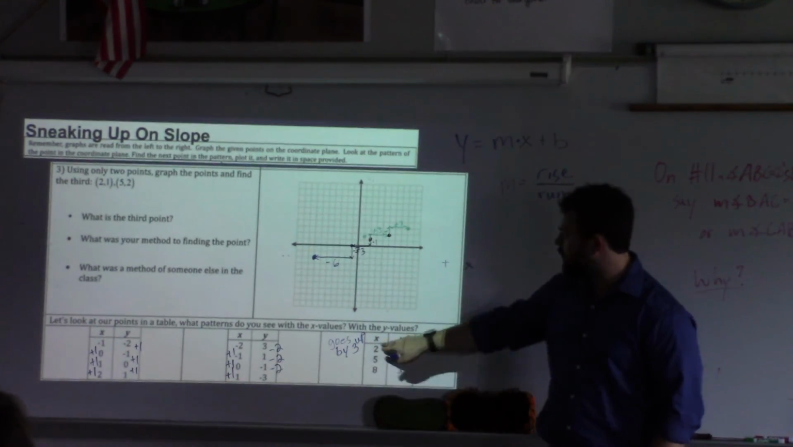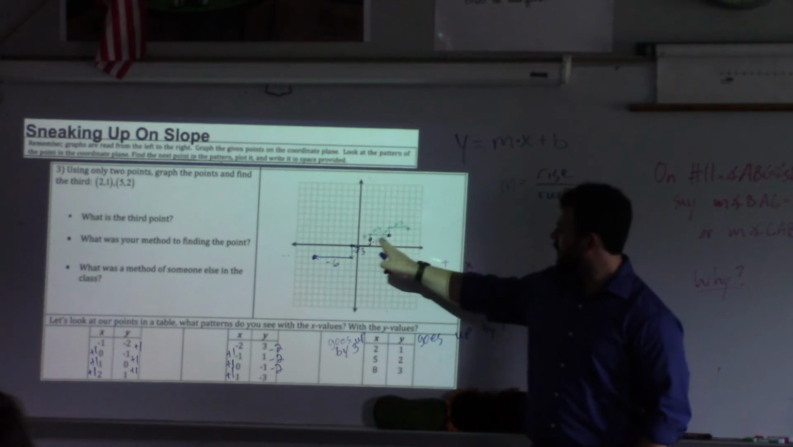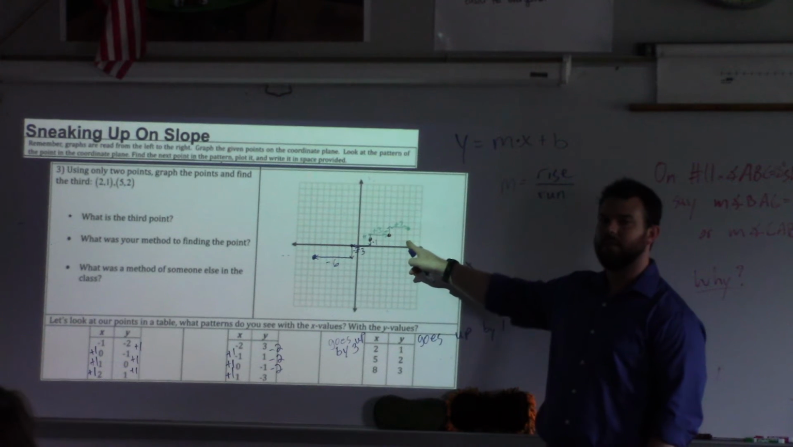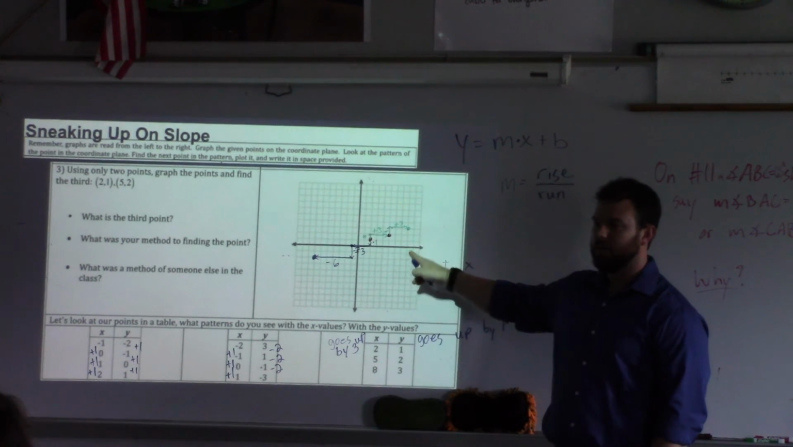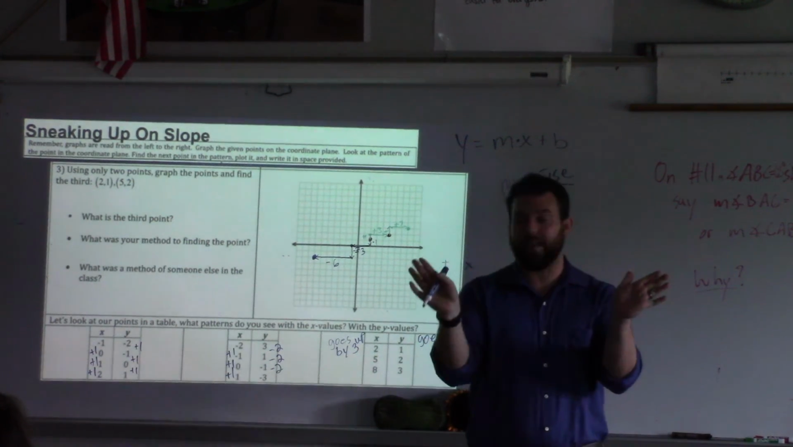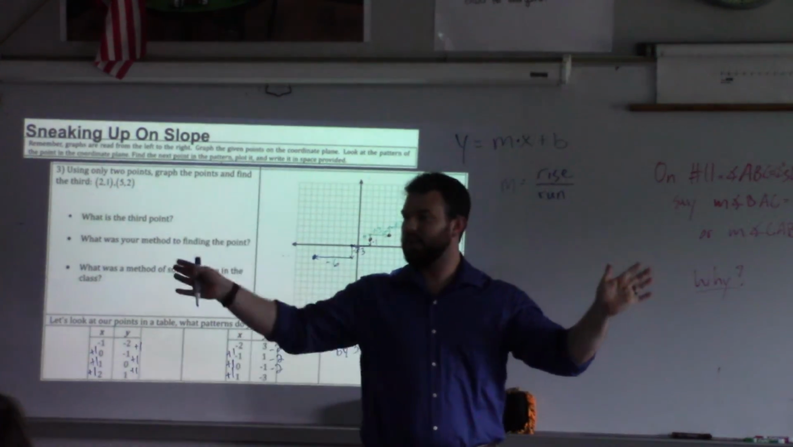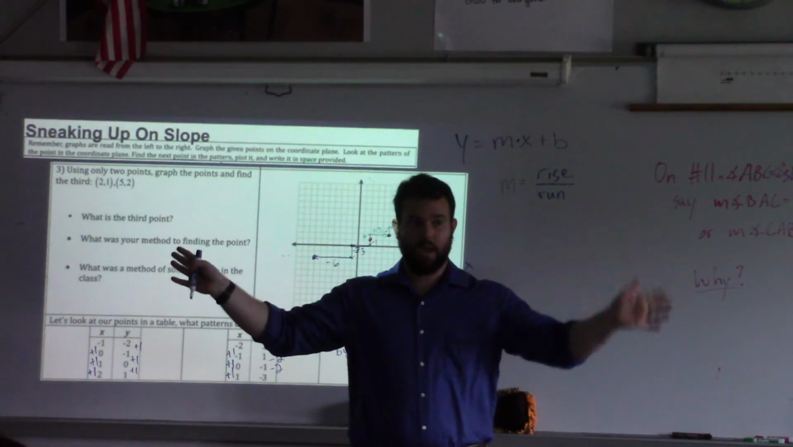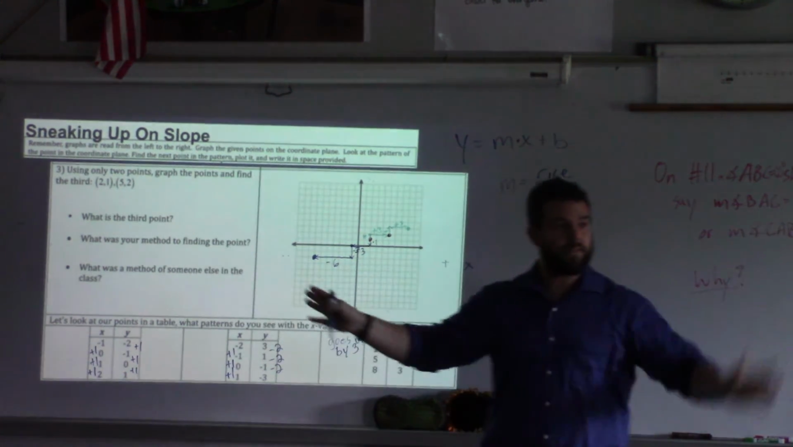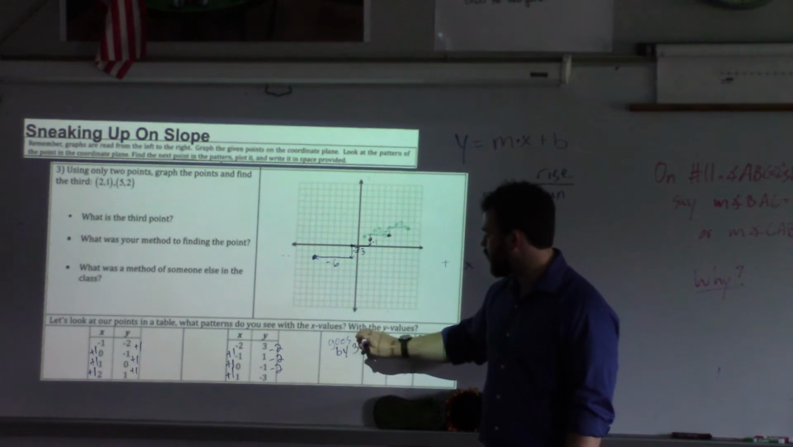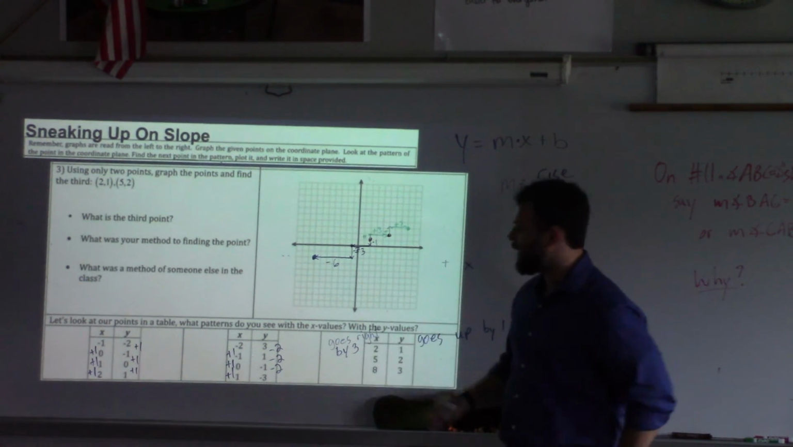If we're going from 2 to 5 to 8, it's going to the right, isn't it? Three. If we're talking about the X, if it's positive, are you going to the right or are you going to the left? To the right. If it's positive, it's going over to the right, correct? So we can say it goes right by 3.